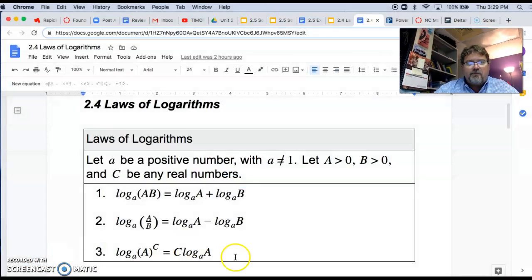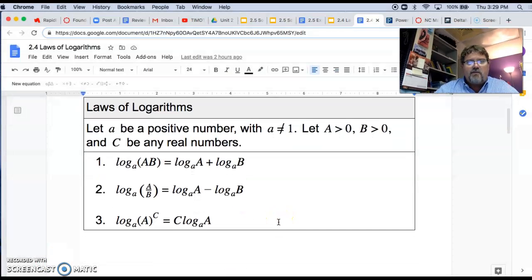I've got the laws written in our notes. These are called the laws of logarithms, and here's how they work. All right, so let me explain this. What you're looking at here is that you can expand a logarithm that has a product. Notice inside the argument here, AB is a product, and it can be expanded to be log base a of A plus log base a of B.